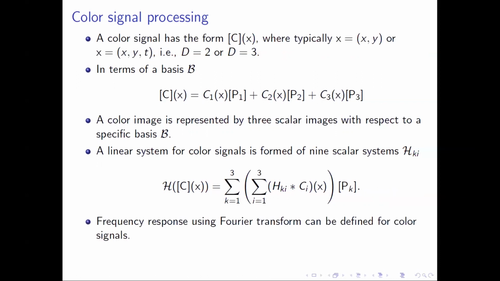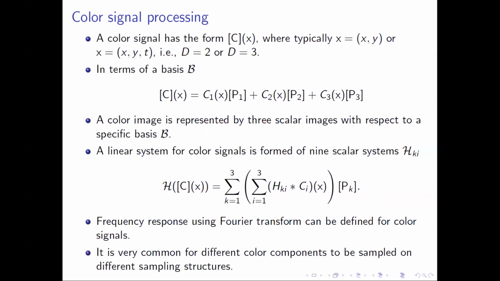Frequency response and Fourier analysis for systems operating on color signals are presented in the chapter. And a significant unique topic that is addressed in this book is that different components are often sampled on different sampling structures. As an example, this figure shows a portion of the color filter array sampling of the motorcycle's image with the Bayer color filter array. We see that red, green, and blue components are sampled on disjoint sampling structures. Analysis of this situation is a novel aspect of the book. The chapter also presents the topic of display mosaics, where again, different components are sampled on different sampling structures.